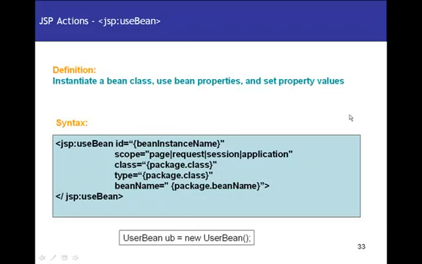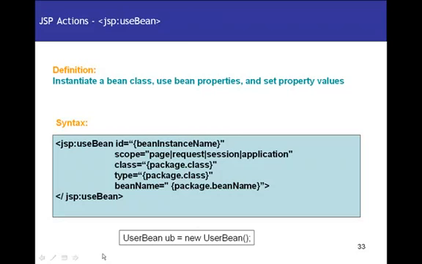But in actuality, the JSP useBean action is not used to retrieve values of the bean class, right? The properties of the bean. In fact, we have different JSP actions for that, but the purpose of JSP useBean is to instantiate the bean class. Okay, so we know that when you are coding in servlets or Java, when you want to use values of a particular object, you first need to create a reference of that object.